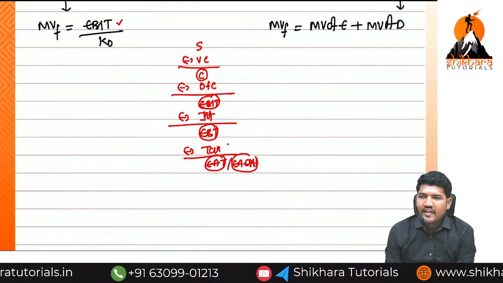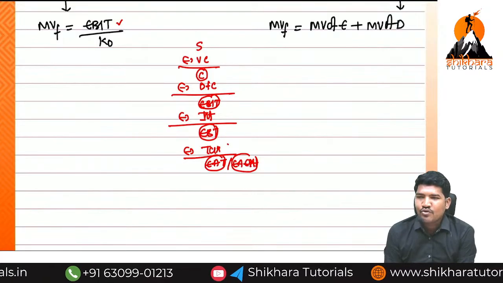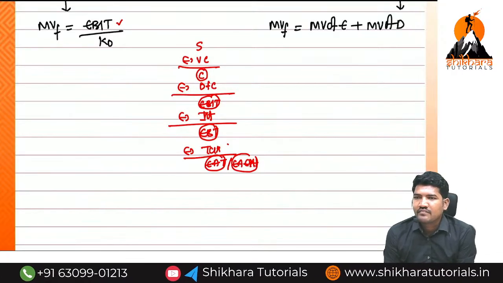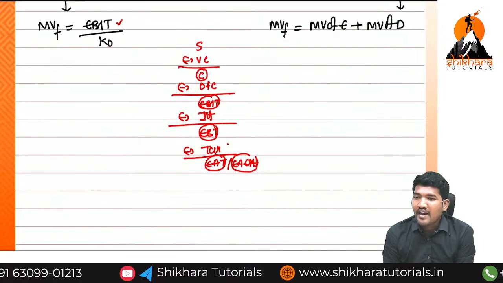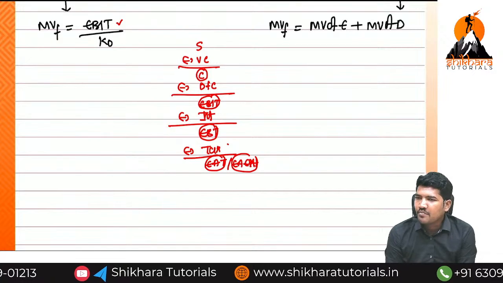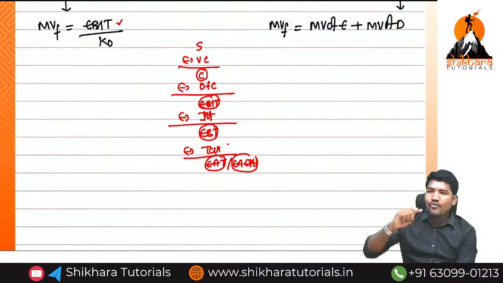Now tell me the answer. I am finding the value of the organization, which means total or individual? Which one is the total profit? EBIT. What is EBIT's alternative name? Organization profit or business profit. Clear? Okay, done.